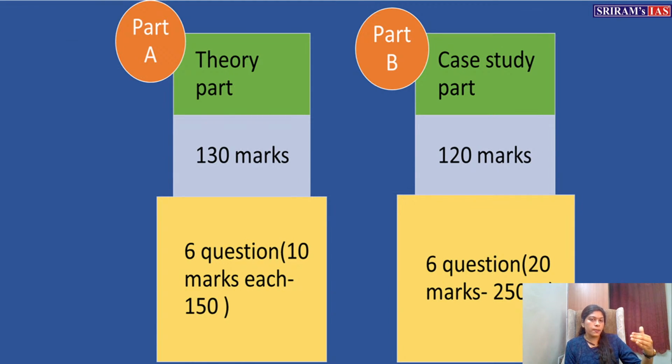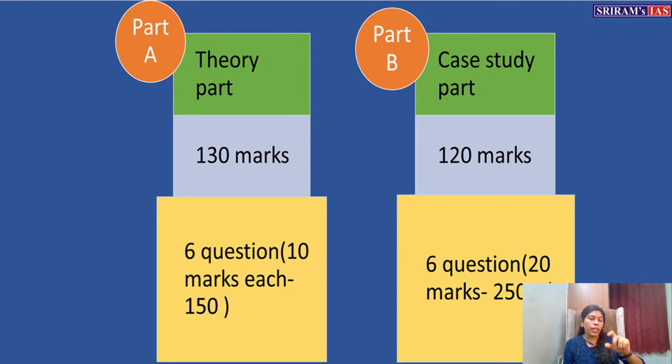So the pattern varies. There are 6 questions in the theory part and 6 questions in the case study part, starting from 2017, and most probably from 2018. Previously, until 2017, it was 8 questions in the theory part and 6 questions in the case study. That is how they distributed the questions. But now there is a fixed pattern, with an equal number of questions in the theory part as well as the case study part.